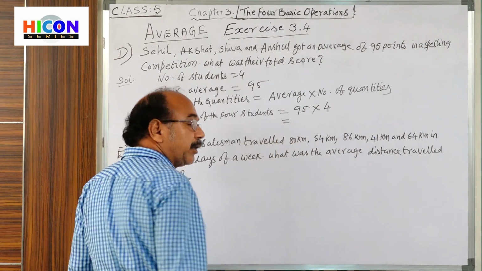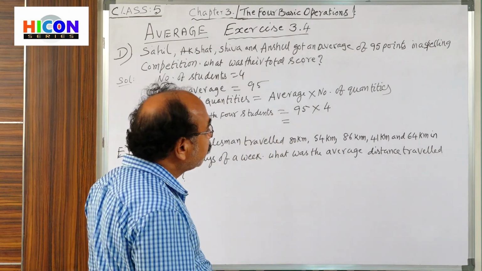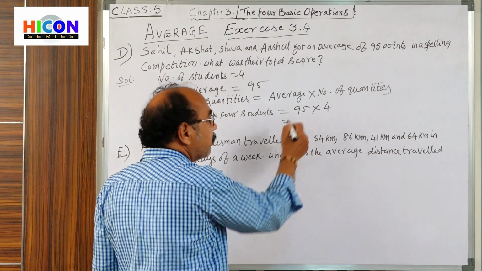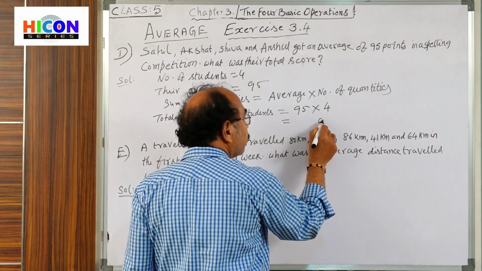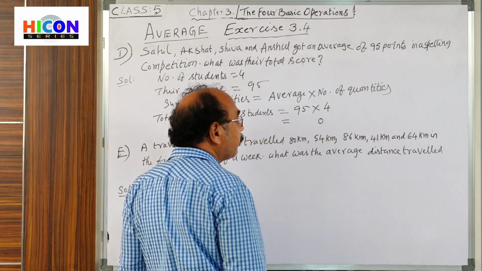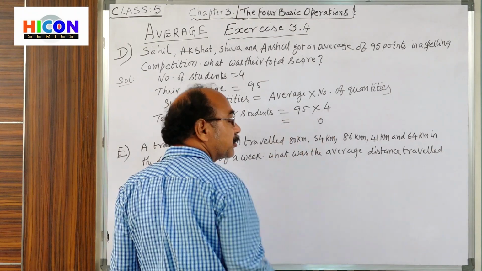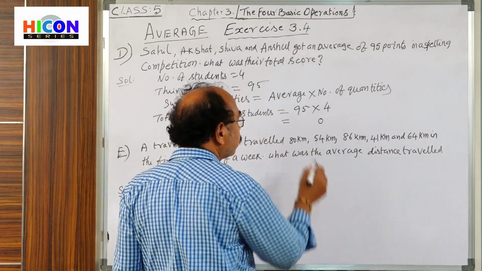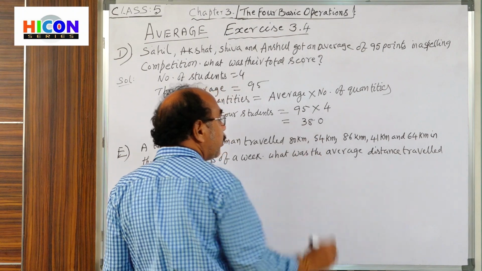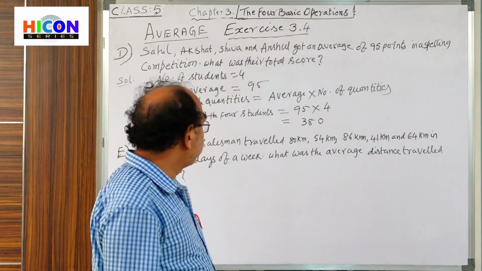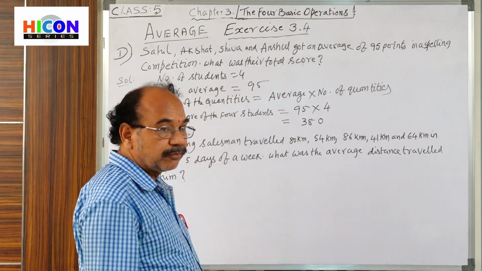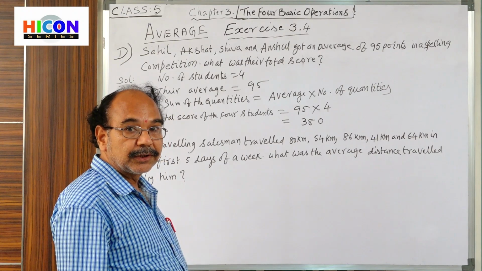Multiply. 95 into 4. 4 5s are 20. So here 0, right? 2 keep in mind. 4 9s are 36. 36 plus 2, 38. 380. That is the total score of the 4 students.